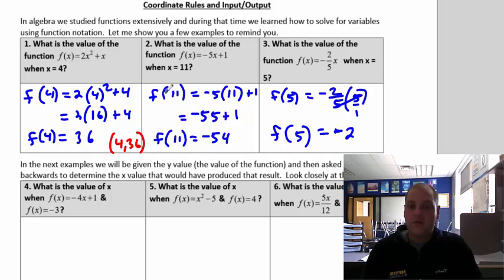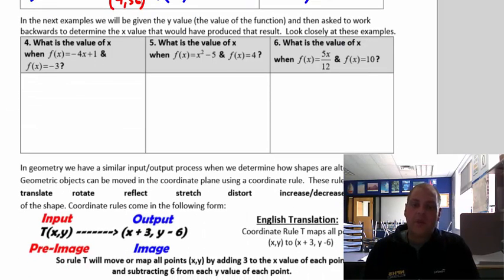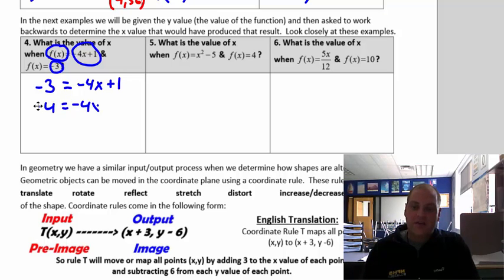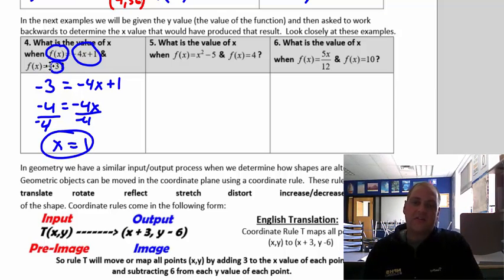Negative 2. All right, now these three are kind of backwards. They're giving you f of x. F of x is negative 3. So we're actually taking out the f of x and putting in negative 3 here. So we're going to say negative 3 equals negative 4x plus 1. Oh, we know how to solve that, right? It's just an equation. Subtract 1, so you get negative 4 equals negative 4x, and then of course divide by negative 4, and you get x equals 1. Okay, so x equals 1 when f of x is negative 3.